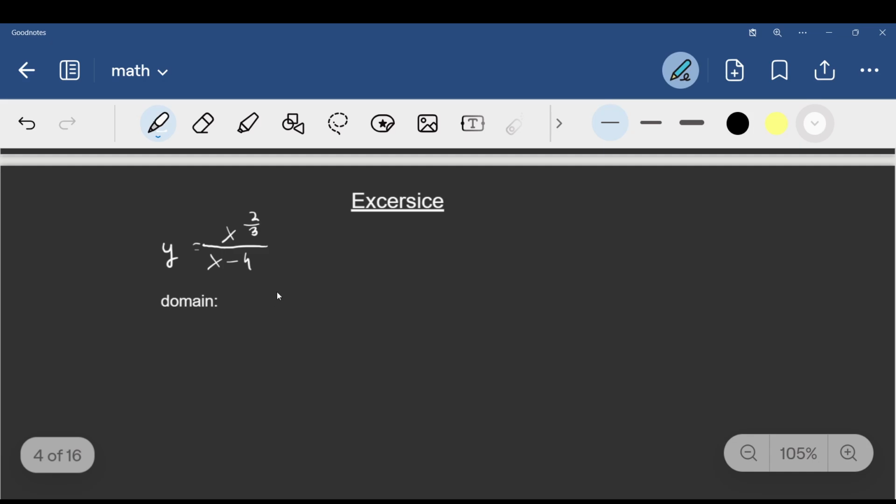So by looking at the denominator, we can clearly see that x cannot be equal to 4. And from looking at this expression right here, recall that x has to be greater than or equal to 0. So the total is x is greater than or equal to 0, smaller than 4, or x is greater than 4, and this is our domain.